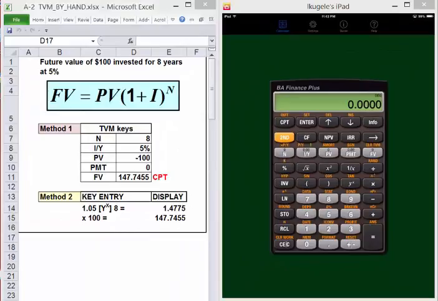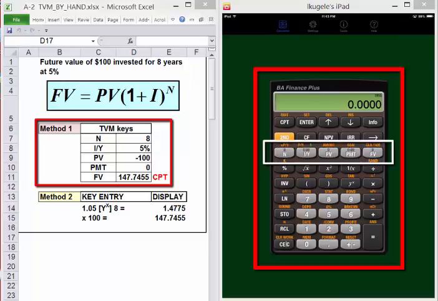Our first example is a straightforward future value problem. $100 invested today at 5%, how much in 8 years? The formula is shown at the top. So note, as long as I, the interest rate, is greater than 0, future value is going to be greater than present value. As I increases, future value increases. A higher interest rate, you have more money in the future. As N increases, the future value increases. You leave your money invested longer, you have more in the future.